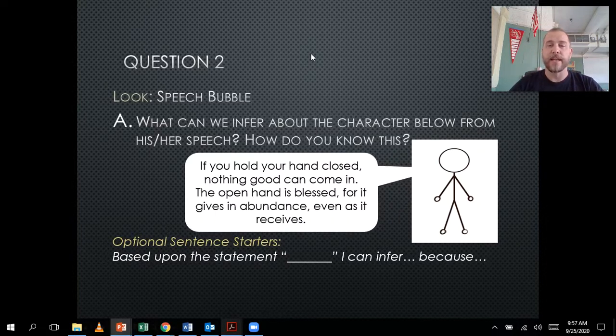And so let's take a look at this next quote. "If you hold your hand closed, nothing good can come in. The open hand is blessed, for it gives in abundance even as it receives." What kind of character traits could you infer from this character?